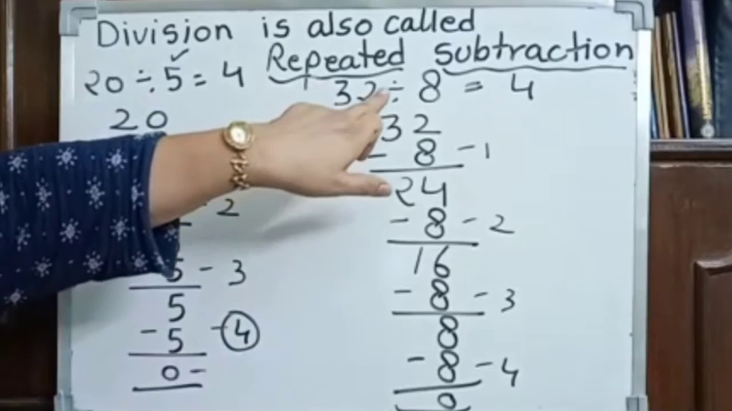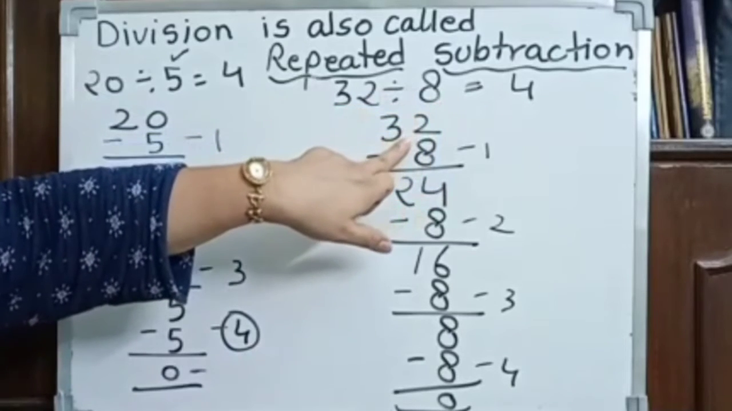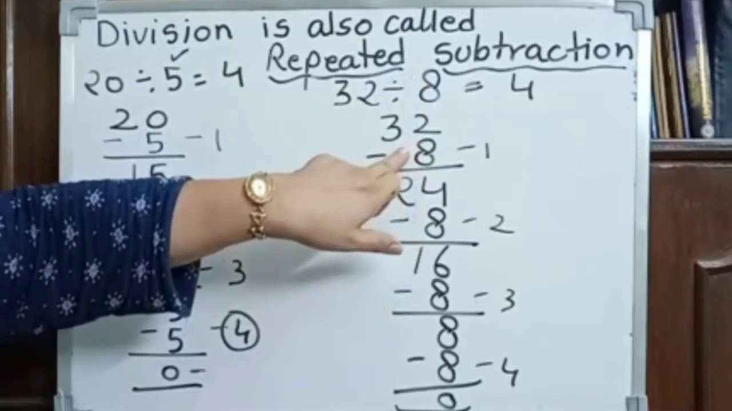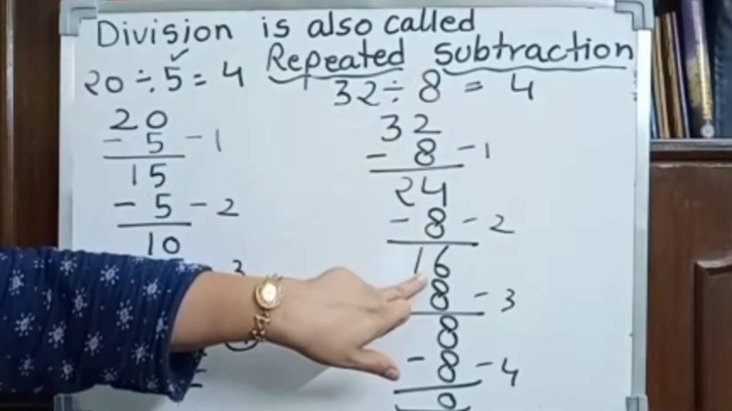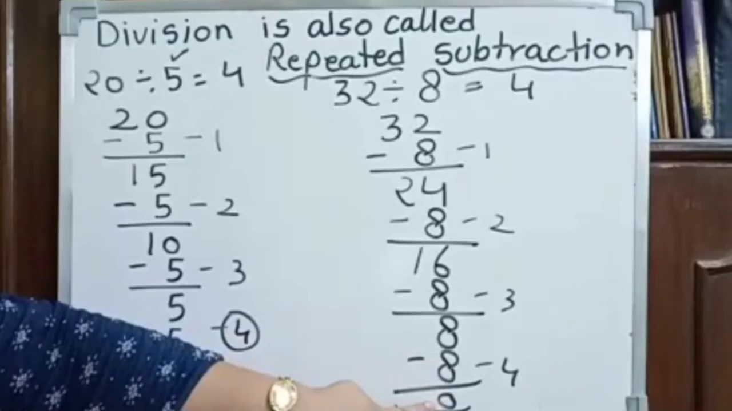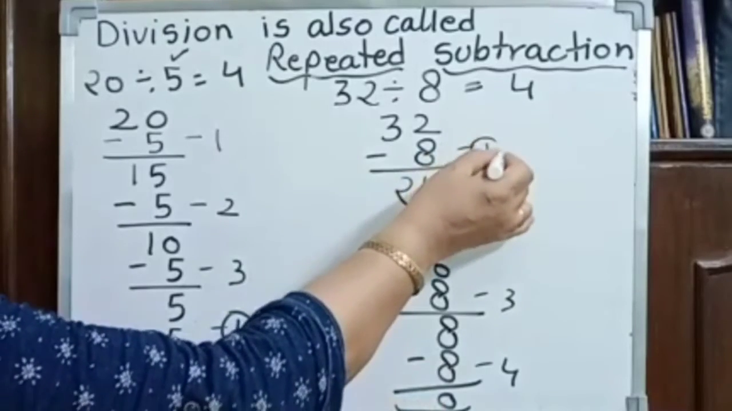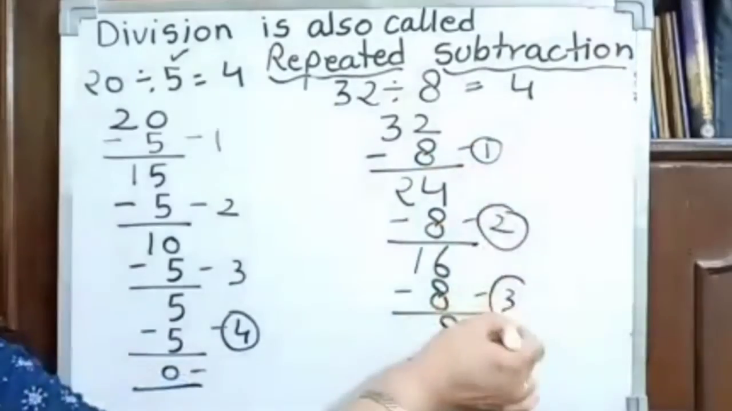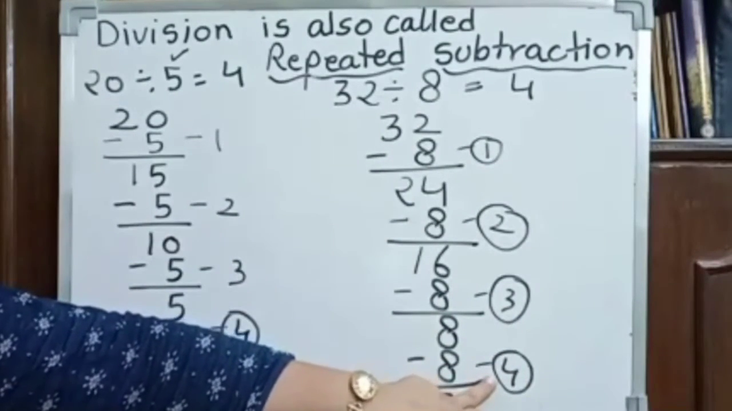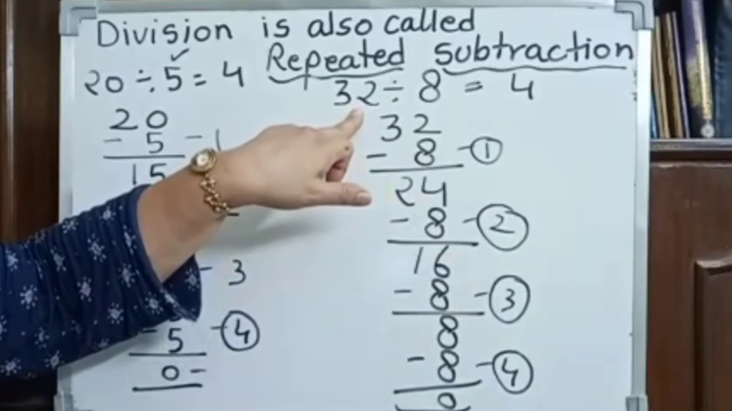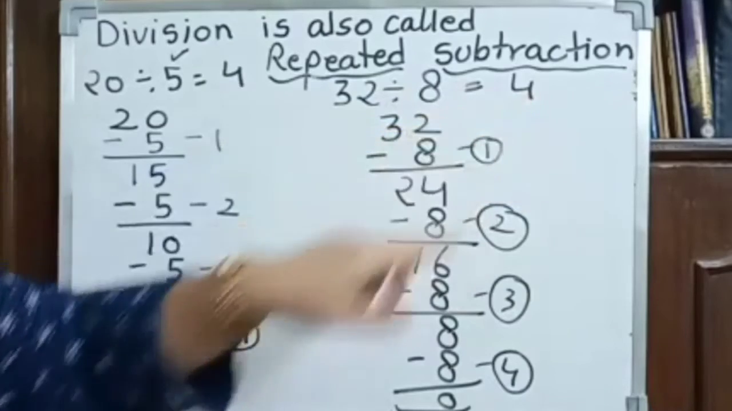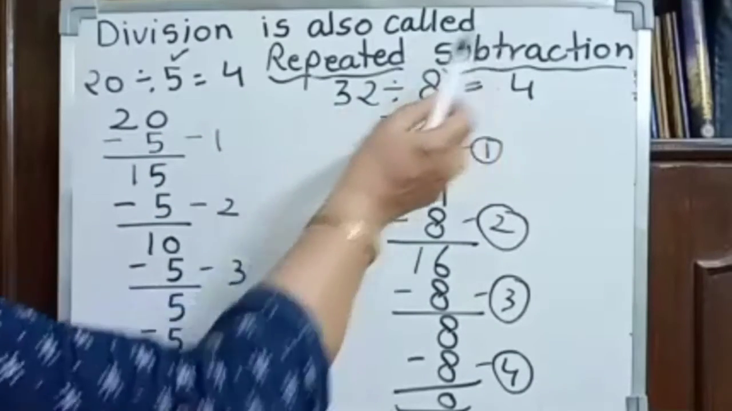When we do 32 divided by 8, it means repeated subtraction. 32 minus 8, we have 24, again subtract 8, 16, again subtract 8, 8, again subtract 8, we get 0. That means 1 time, 2 time, 3 time, then 4 time. 4 time when we count the table of 8, we get 32. So stop on this number and get the quotient. Quotient means answer. This is repeated subtraction.